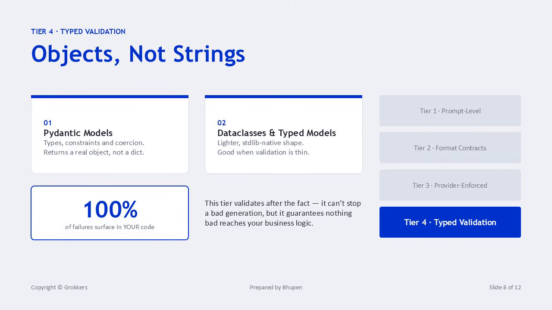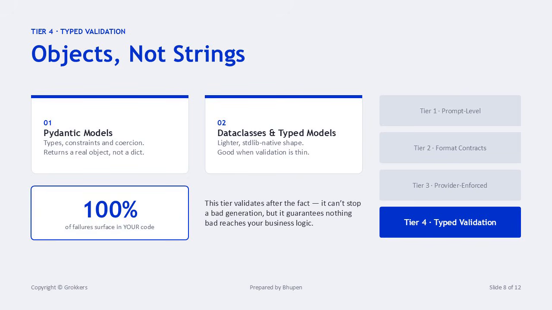Every tier we've covered so far shares a hopeful assumption that the model is going to hold up its end. This last tier drops that assumption entirely and moves the responsibility into your own code, where you actually control what happens. The first card is Pydantic.